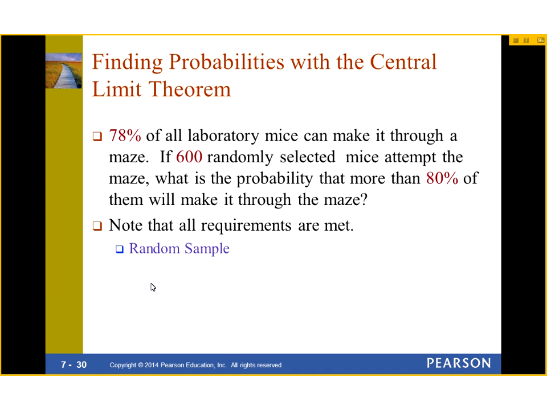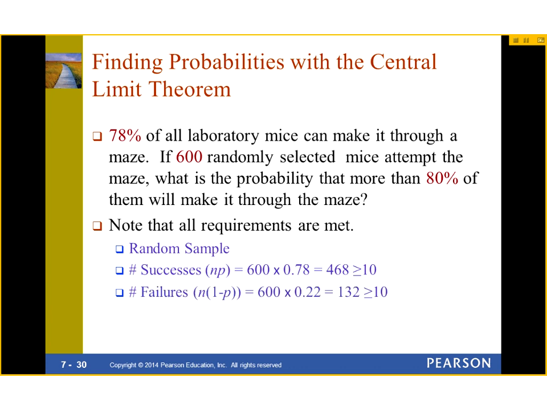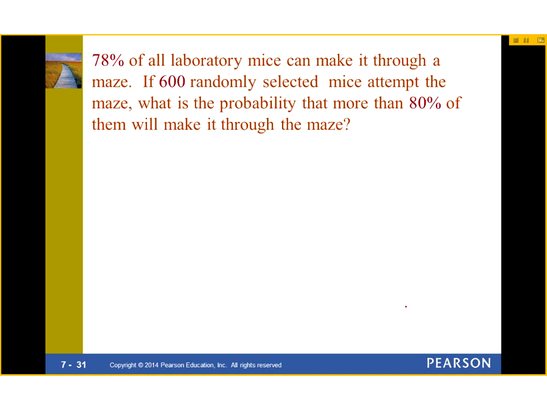If we checked, we have random sampling. Our number of successes, n times p, is 468, which is greater than 10, and our number of failures, which is 600 times 1 minus p, is 132, which is greater than 10. Okay, there are more than 6,000 mice in the world. I'm sure there are more than 6,000 mice that are even just in research labs around the United States. Okay, so what's the probability that more than 80% will make it through the maze?